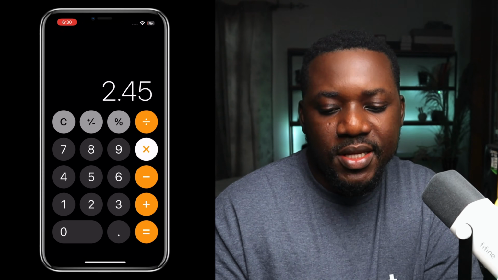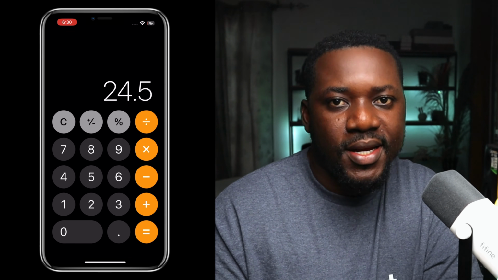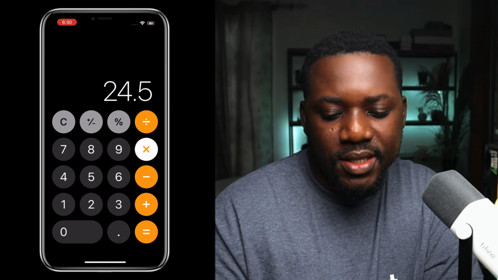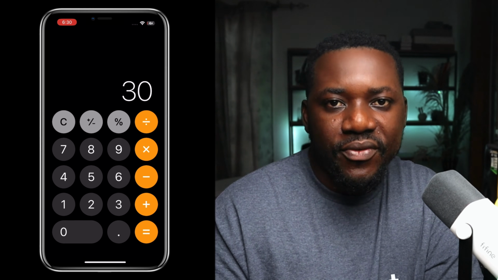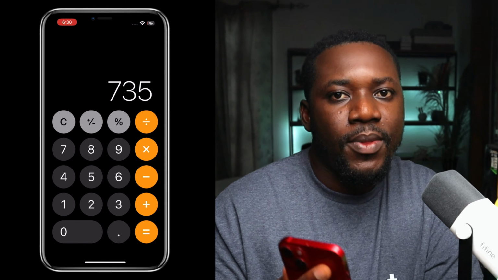Now this is just for one order. This person is able to do 10 orders in a day. This person is making 24 Ghana cedis. Now if they do this for the next 30 days, they make 735 Ghana cedis on 1,000 Ghana cedi capital.